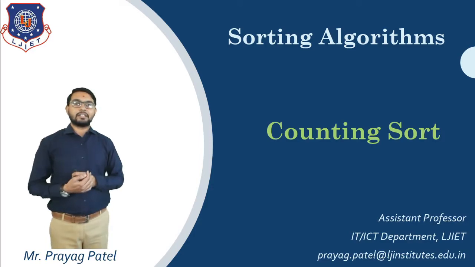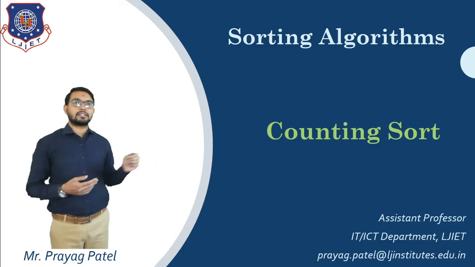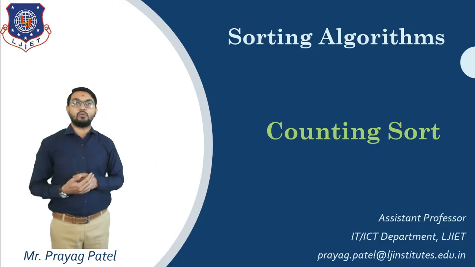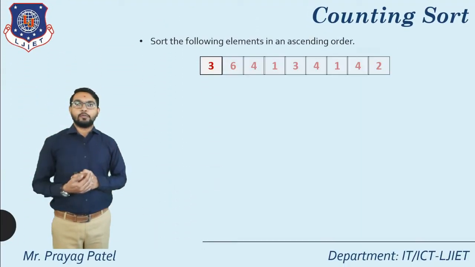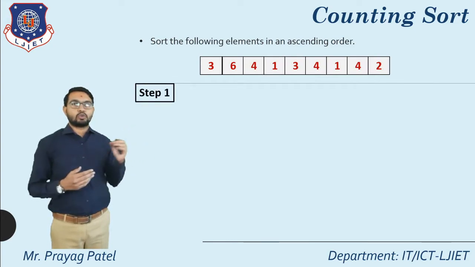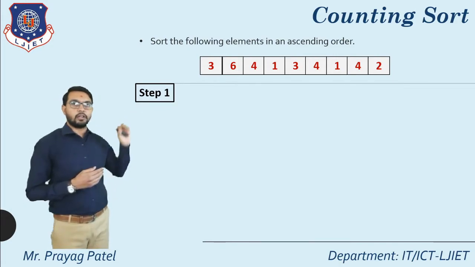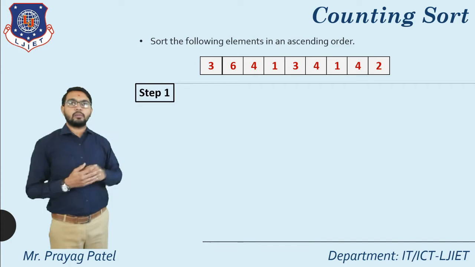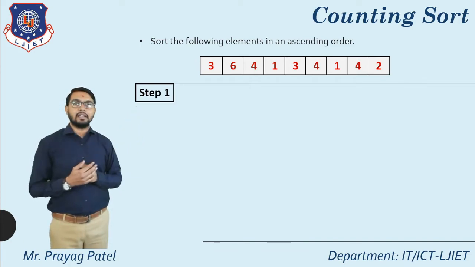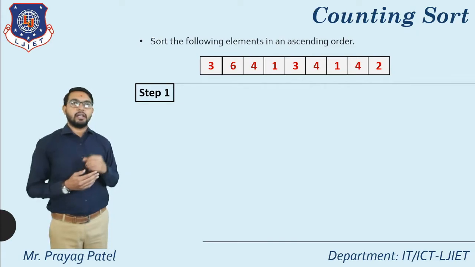Now in today's video lecture, I will discuss the counting sort algorithm. We already discussed some sorting algorithms. Now the last sorting algorithm is the counting sort algorithm. First, consider one example for understanding the counting sort technique. Sort the following elements in ascending order using the counting sort algorithm. Here the given data is 3, 6, 4, 1, 3, 4, 1, 4, 2.